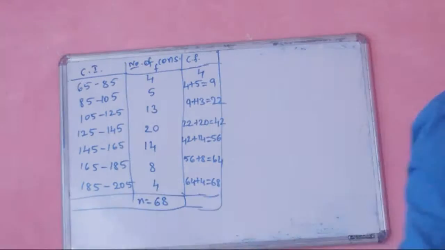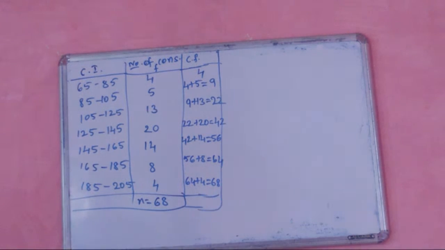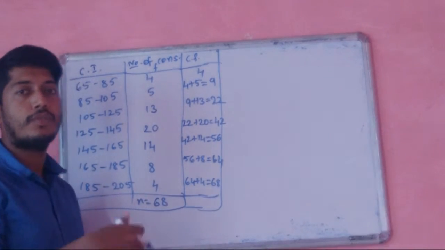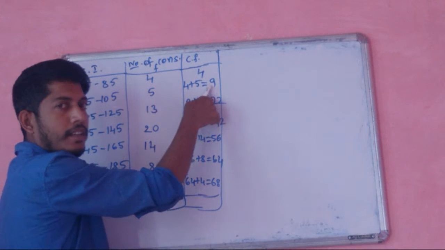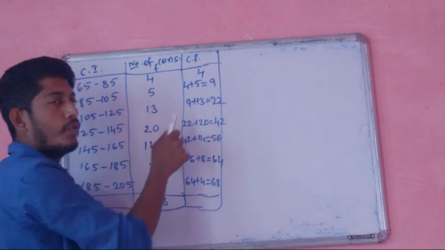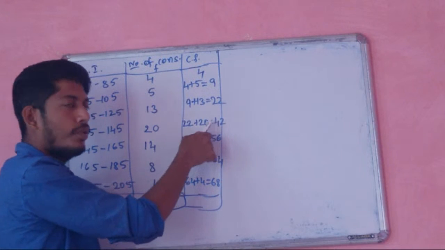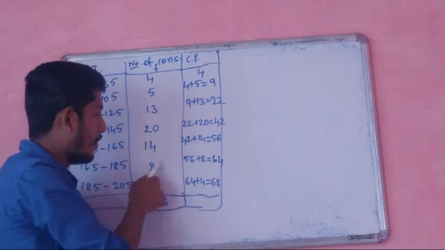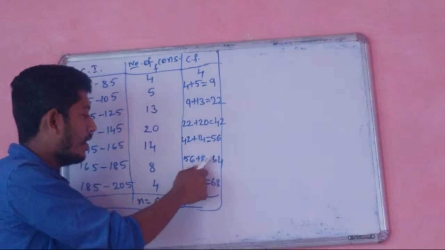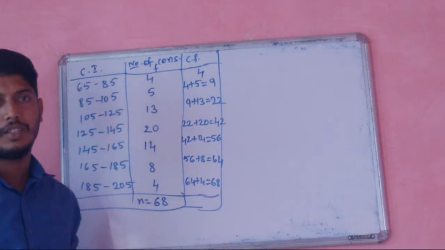Okay, just look at the steps. We only have to add the terms. First one 4 as it is because there is no term previous to that. Then 4 plus 5, it gives 9. Then 9 plus 13, it gives 22. Then 22 plus 20, it gives 42. Then 42 plus 14, it gives 56. Then 56 plus 8, it gives 64. Then 64 plus 4, it gives 68.